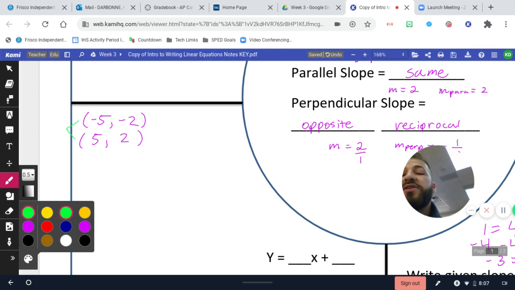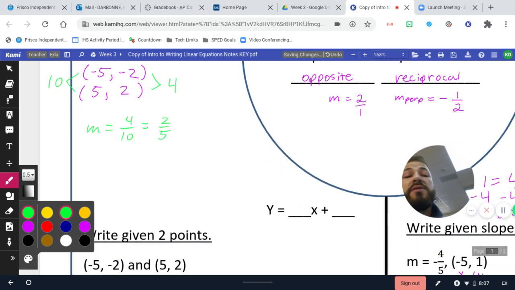Change in the x direction, getting from -5 to +5 would be 10. Change in the y direction, getting from -2 to 2 would be 4. So m is equal to rise over run, or change in y over change in x, so 4 over 10, which would be equal to 2/5 if I reduce it. Now I can plug that into the equation I have so far. So this would be y is equal to 2 over 5 x plus b.